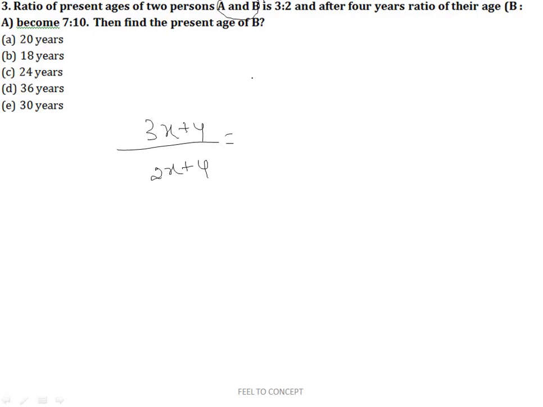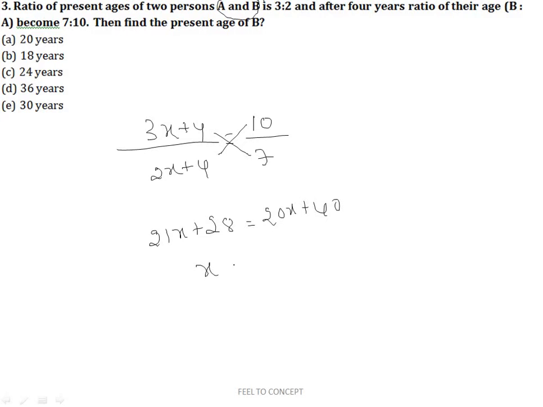3:2. After 4 years, the ratio of their ages B and A should be 7:10. We need to represent this, but the value is reversed, so it should be 10:7. We need to simplify this equation. We get the cross multiplication: 21x plus 7 fours are 28 equals 20x plus 40.